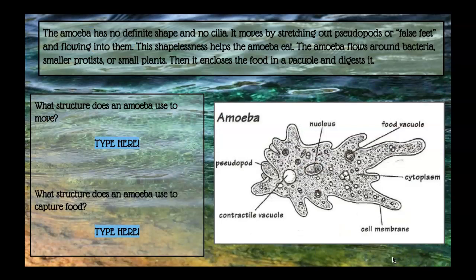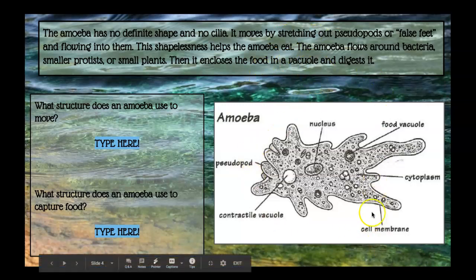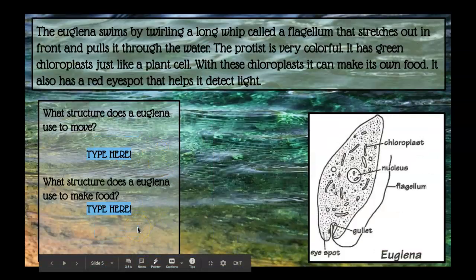Next, it gives you a brief description of an amoeba and how it moves and how it eats and all that stuff. Based off of this description up here and looking at this picture here, you'll need to type what structure the amoeba uses to move and what structure it uses to get food.